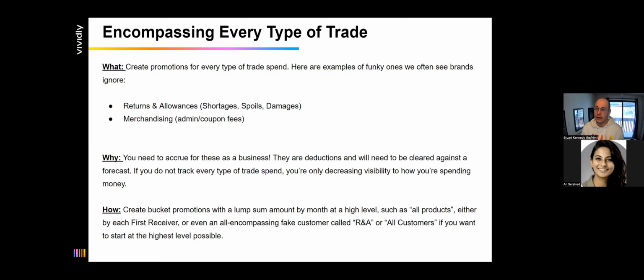Now, over time, you can get more detail here if you want. You could be tracking R&A specifically for UNFI or KE or Target. Maybe you decide to do your top 10 customers or top 20 customers. I really like to do a crawl, walk, run approach. Maybe start with just something for the whole business. And then over time, if you want to, you can get a bit more granular. And everything I said for R&A also applies to the merchandising fees.